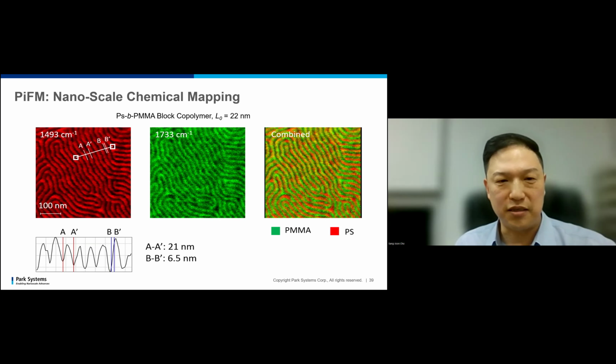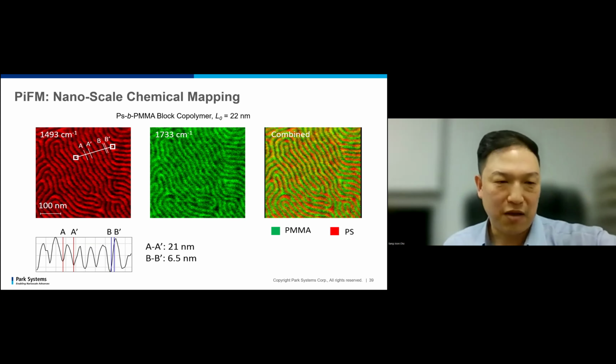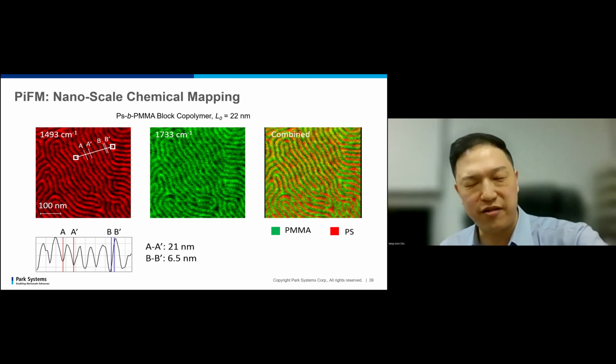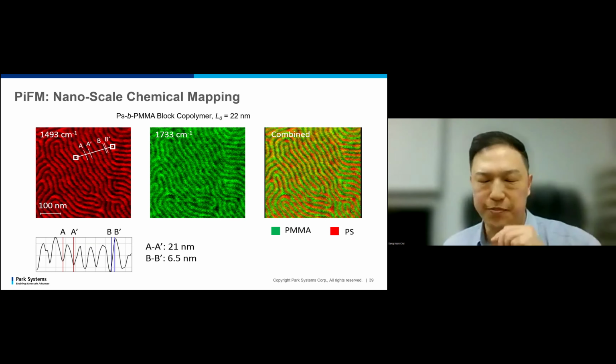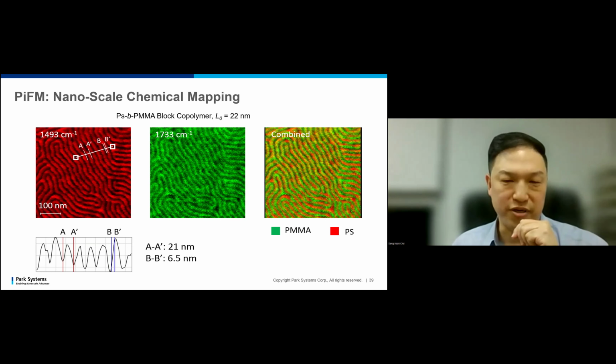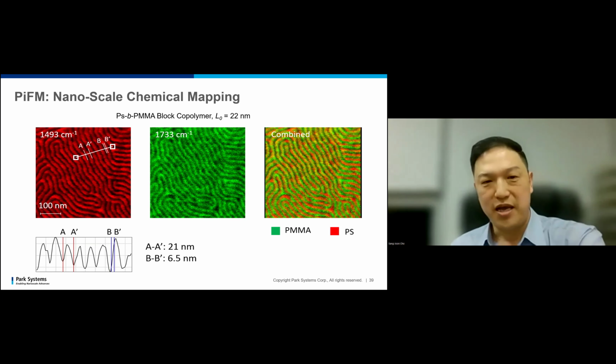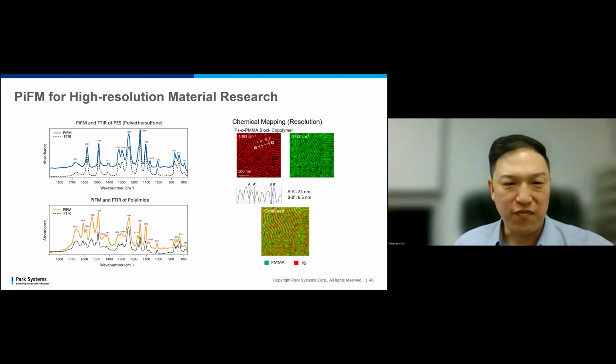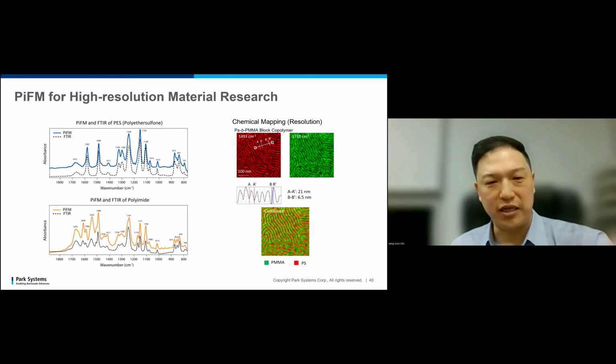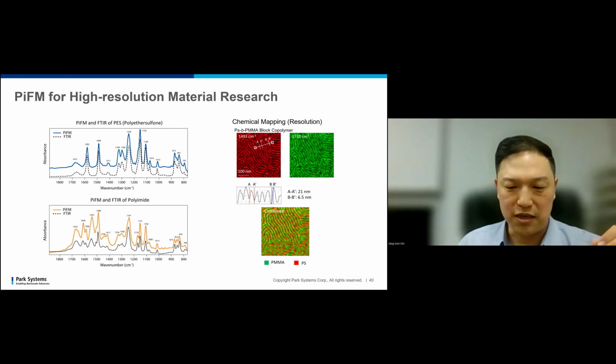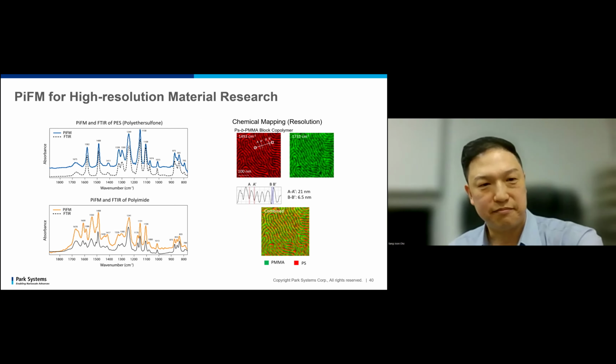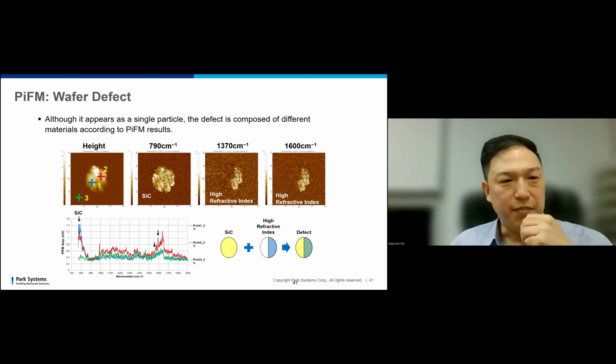So this is one of the data sets. This is the PMMA block copolymer. At wave numbers 1493 and 1733 are different materials, and we can combine them to see the distribution of PMMA and PS materials at the nanometer level. And when you look at PIFM for these PMMA materials, we can see how well they align with the FTIR data.